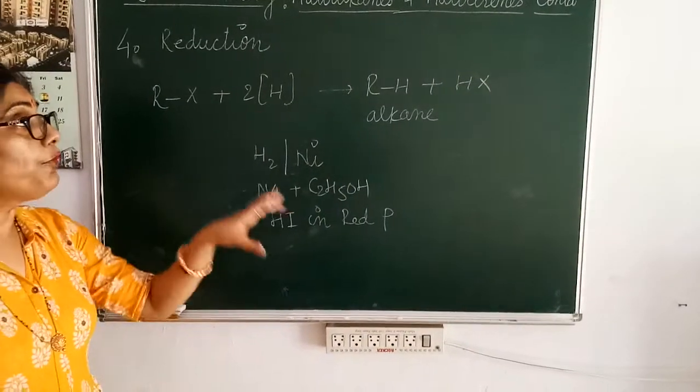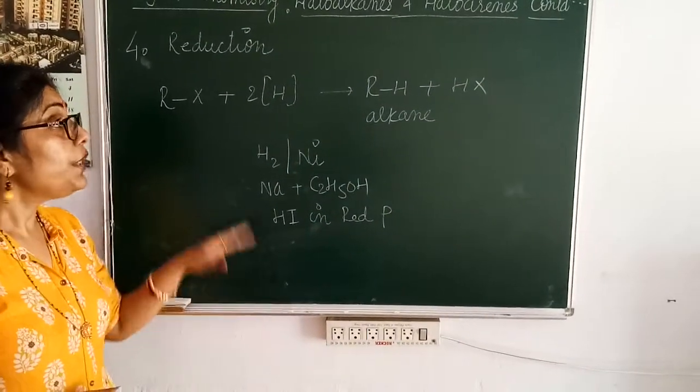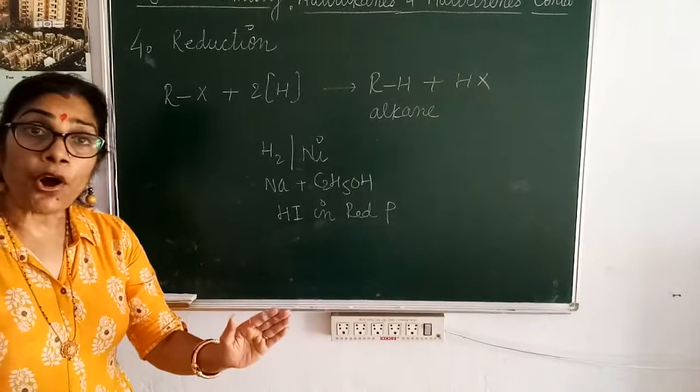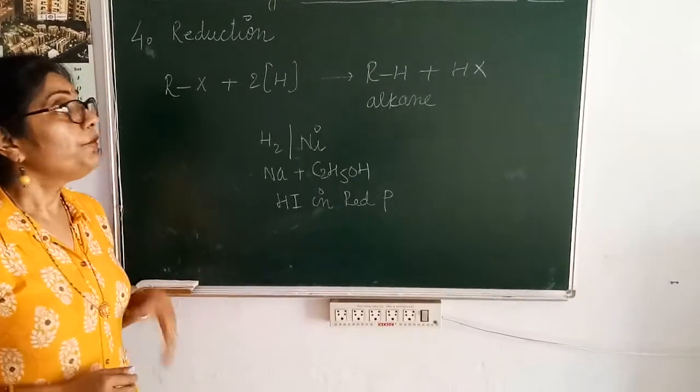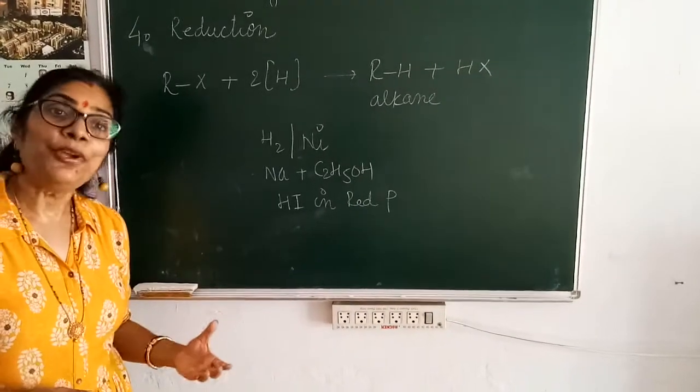So these are the 4 types of reactions which you have to learn for alkyl halides. And in our next lecture, we are going to start with haloarenes.